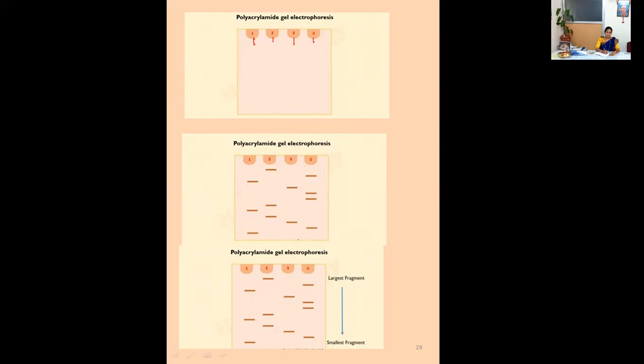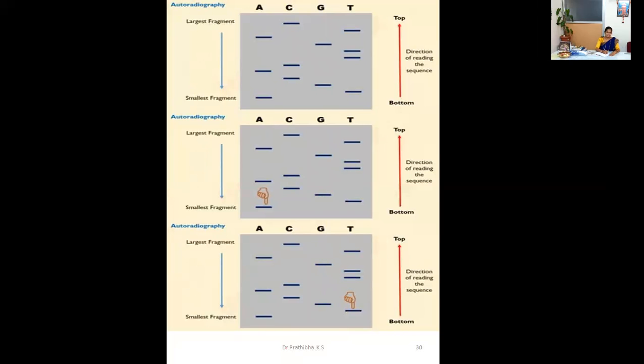After polyacrylamide gel electrophoresis, based on their size and molecular weight, the fragments run through the gel. Larger fragments will be very near to the well, and smaller fragments will be very far from the well, near the bottom region of the gel. After running the gel, we can determine the bands. This is the top and this is the bottom. Here you can see the larger fragment.